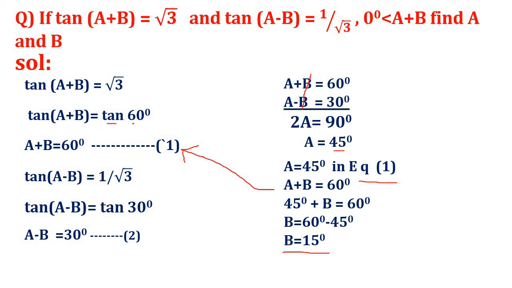So here writing root 3 as tan 60 is very important. Here 1 by root 3 as tan 30 degree. And we can write the values of A plus B and A minus B. And we can solve these two equations by elimination method. We will get angle A, angle B.